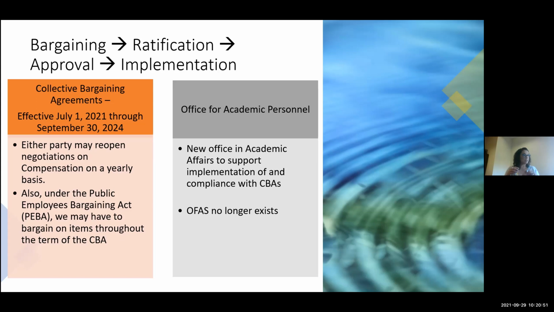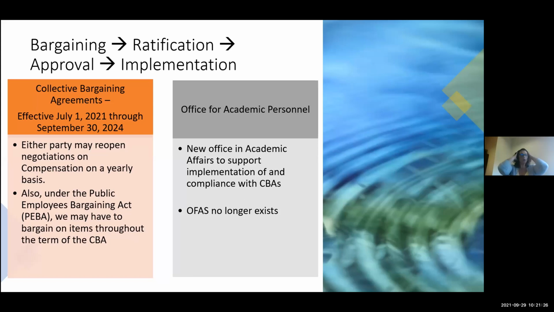I'll go over the differences between those two units. But while they are in place for three years, either party can open negotiations on the compensation article, which has impact for your work, on a yearly basis. In addition, we're always under the Public Employees Bargaining Act, so we're required to engage in bargaining when bargainable matters apply.